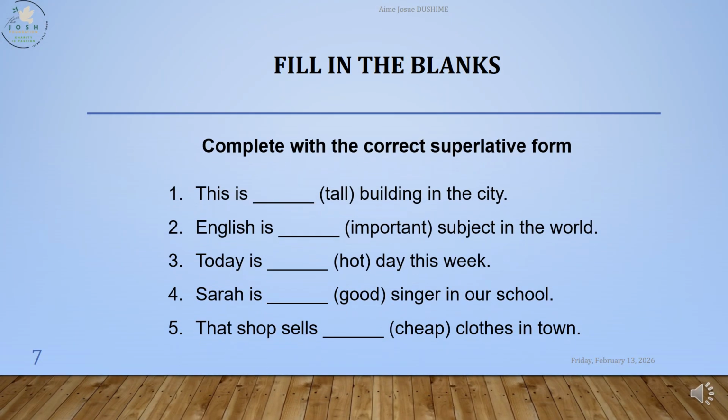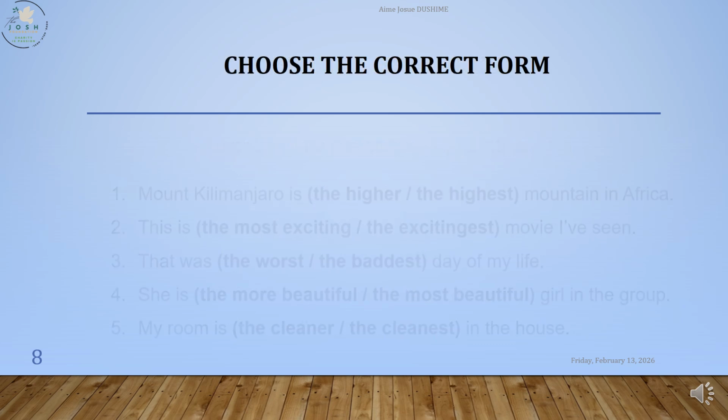I'm going to fill in the blanks here. This is dash dash building in the city. English is dash dash subject in the world. Today is dash dash day this week. Sarah is dash dash singer in our school. That shop sells dash dash clothes in town. If you hear city in the world, this week, our school, in town, you hear they are not two things, they are more than two, which means you're going to use superlative. You're going to choose the correct form.